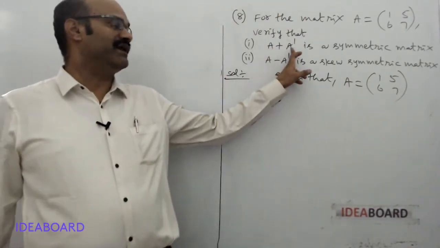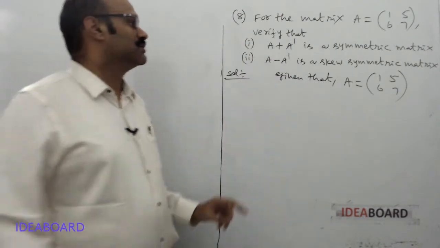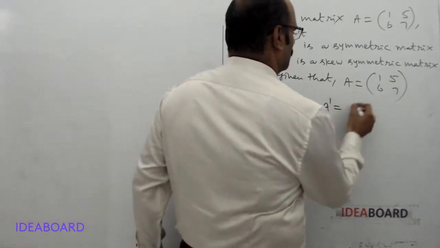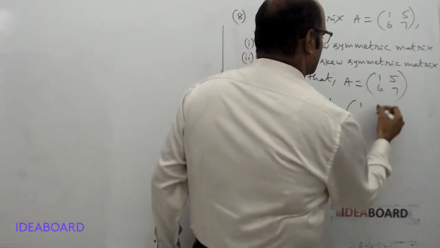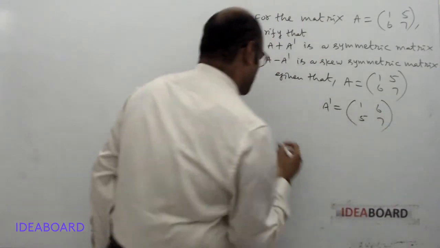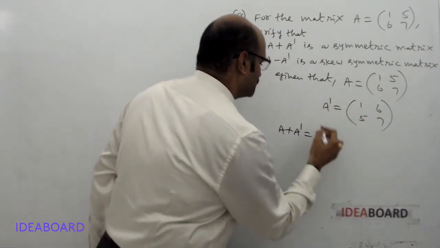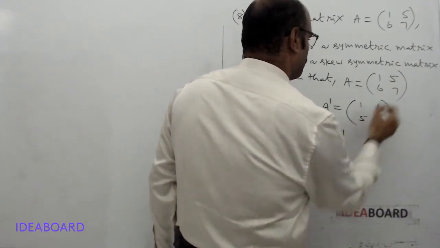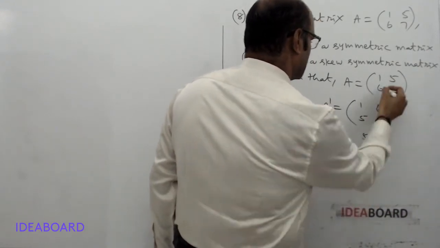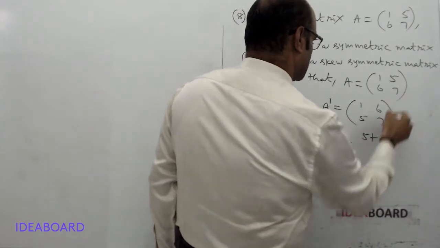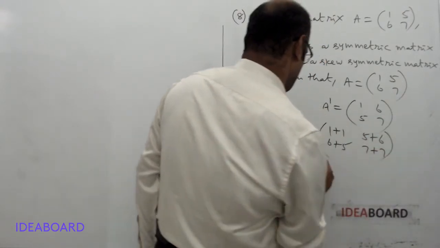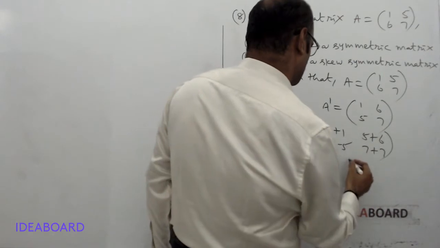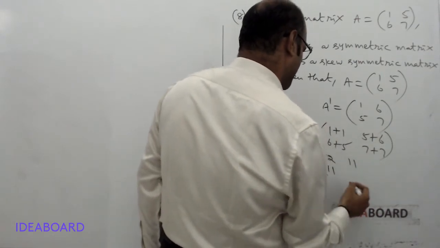Now let us find A plus A transpose here. So here A transpose equal to [1, 6; 5, 7]. It implies A plus A transpose equal to 1 plus 1, 5 plus 6, 6 plus 5, 7 plus 7, equal to 2, 11, 11, 14.